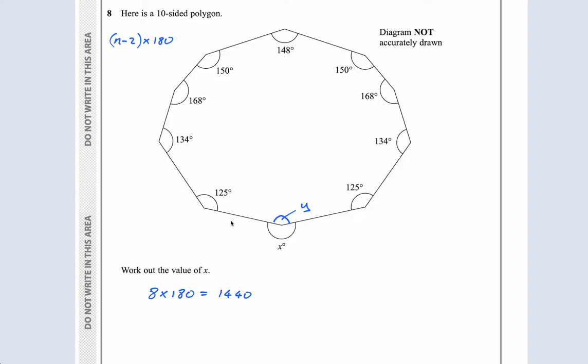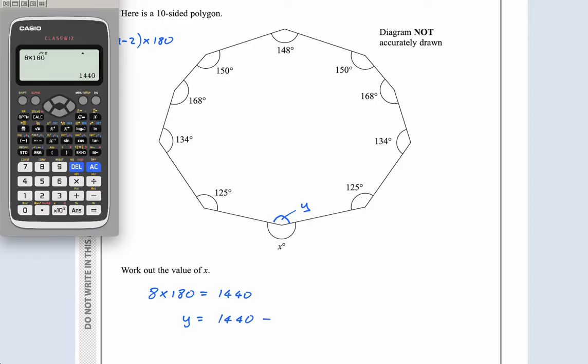Okay, so all of these add up to 1440. Therefore, y is equal to, I need to add up all these numbers and subtract them from 1440. Okay, so let's start here at 125. So 125 plus 134 plus 168 plus 150. Now note, guys, there's 4 of them and there's 4 of these, so I'm just going to do this times 2, and then I need to add the 148 plus 148 is this.